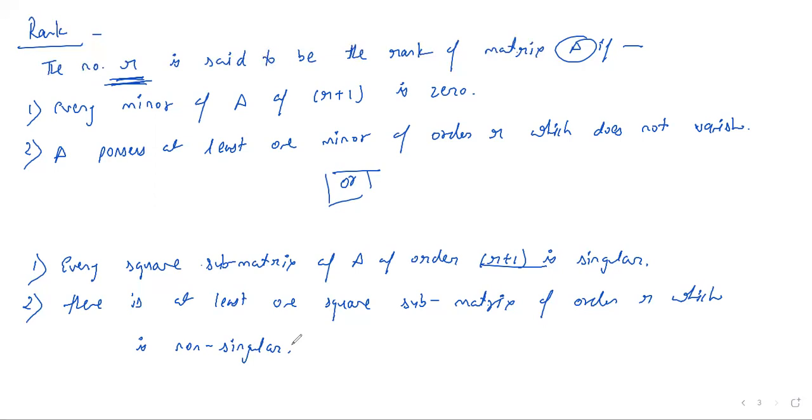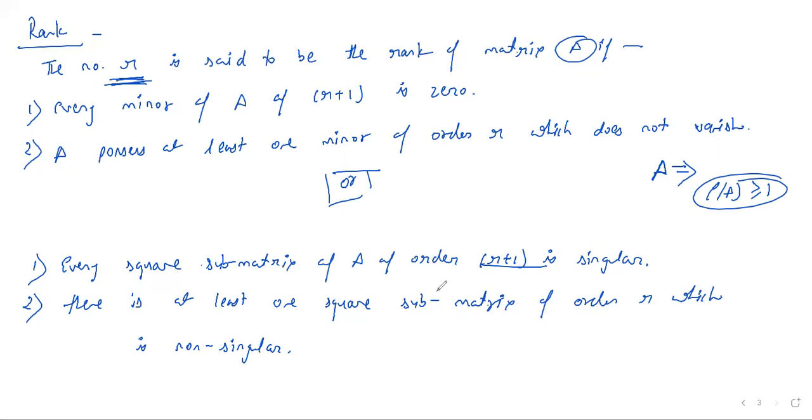If A is my matrix, and if a matrix contains at least one non-zero element, then it means that the rank of matrix A is greater than or equal to 1. I am not saying anything about the order of this matrix, but I am just giving the statement that if a matrix contains at least one non-zero element, then the rank of this matrix A has to be greater than or equal to 1.